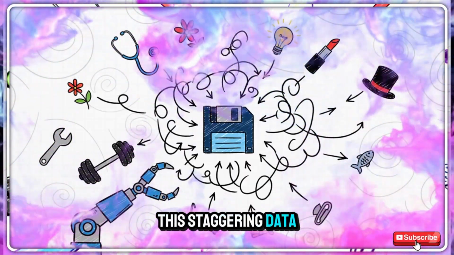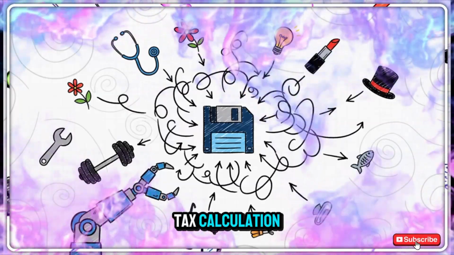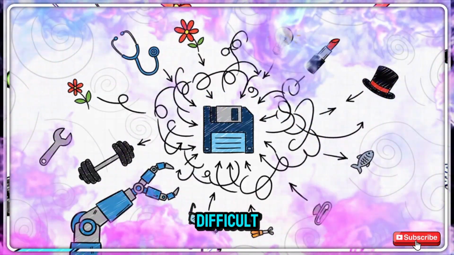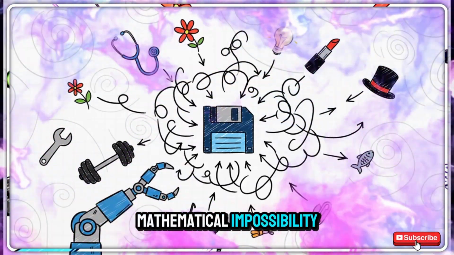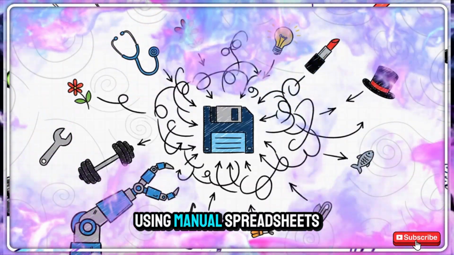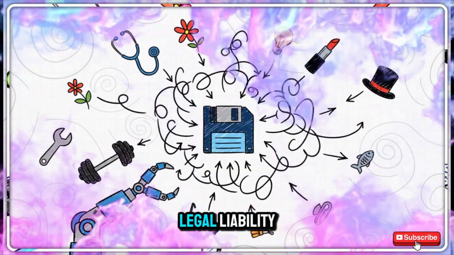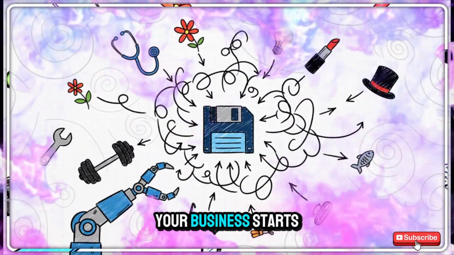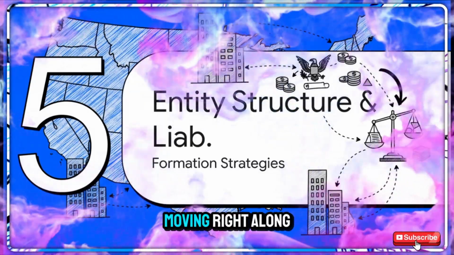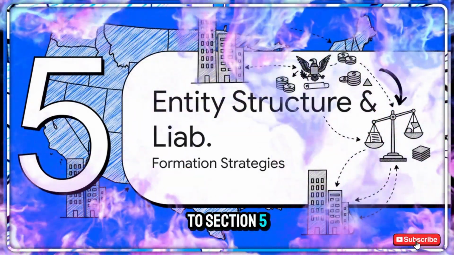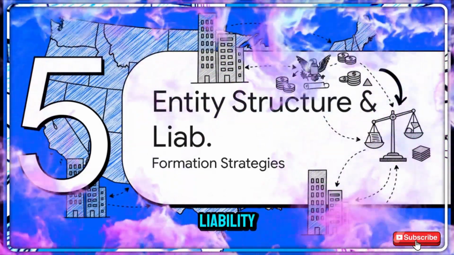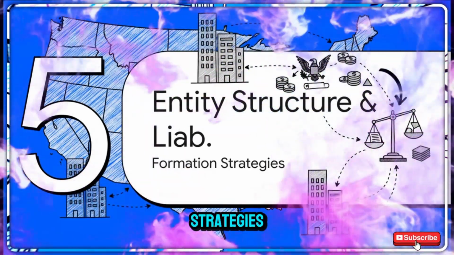This staggering data point proves that manual tax calculation for digital products is not just difficult, it is a mathematical impossibility. Using manual spreadsheets becomes a severe legal liability the very moment your business starts to scale. Moving right along to Section 5, Entity Structure and Liability, focusing on formation strategies.